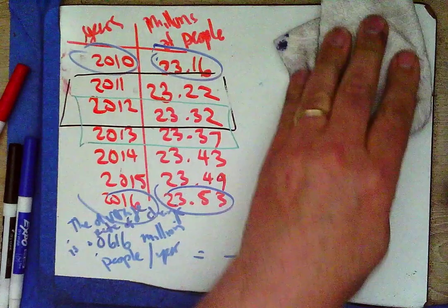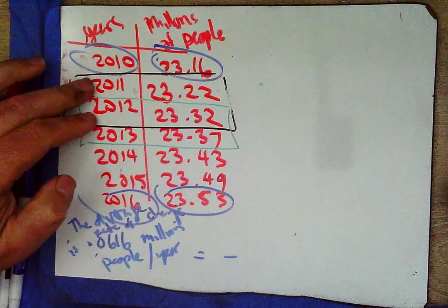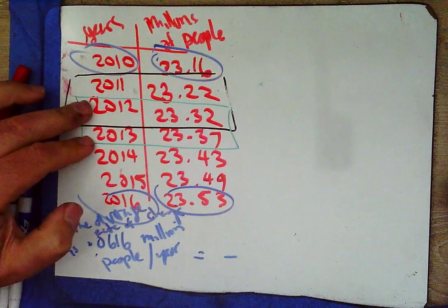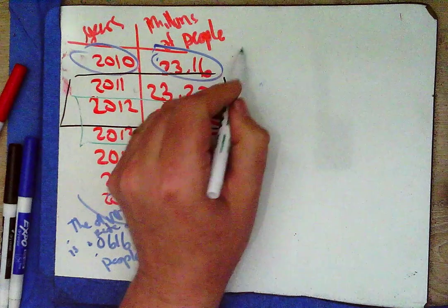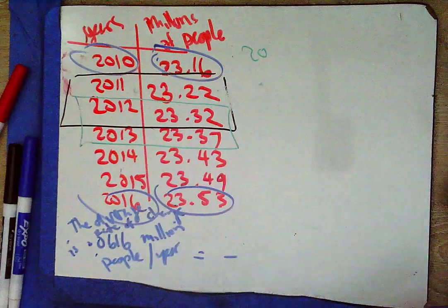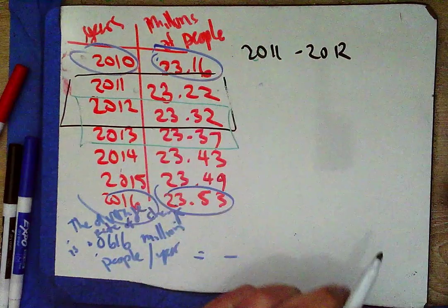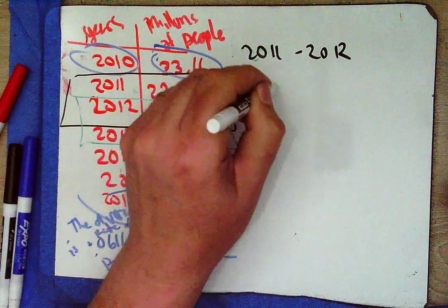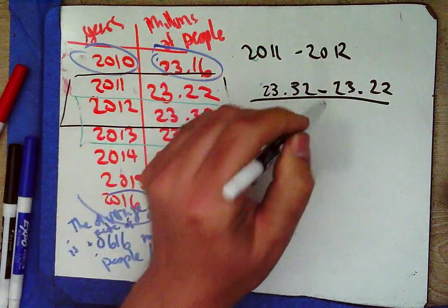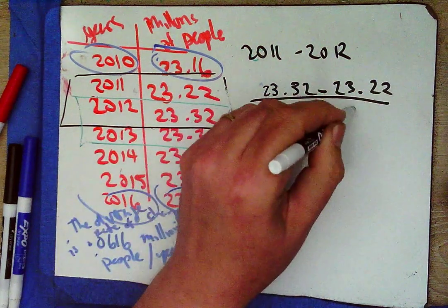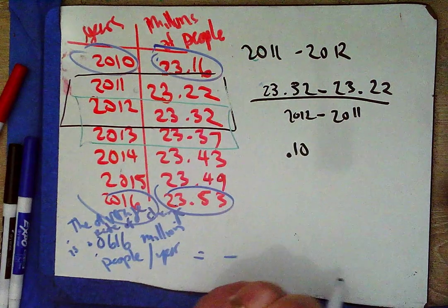I actually think I like best a 4th plan, which is to find the slope from 2011 to 2012, find the slope between 2012 and 2013, and then average those 2 numbers. So from 2011 to 2012, what will that computation look like? 23.32 minus 23.22 over 2012 minus 2011. Well, that's nice because that's only going to be 1 year. And so I have 0.10.